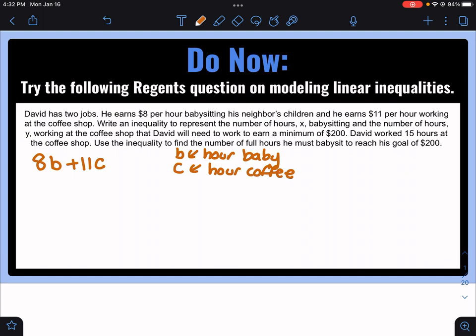Then it says write an inequality to represent x, the number of hours babysitting, and y, the number of hours at a coffee shop. Ooh, I can't use my letters that I wanted to use. So let's erase that. This is why I should have continued reading. They want me to use x for babysitting and y for the coffee shop, that he will need to work to earn a minimum of $200, meaning he could have 200 or he doesn't mind if he has more than 200.